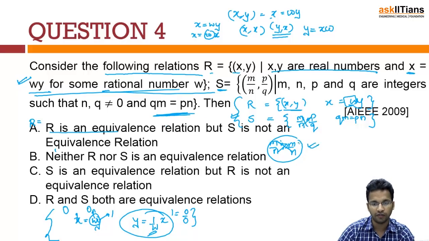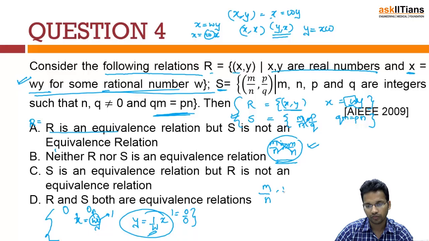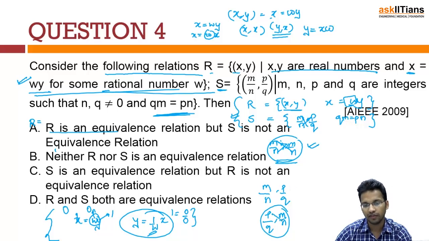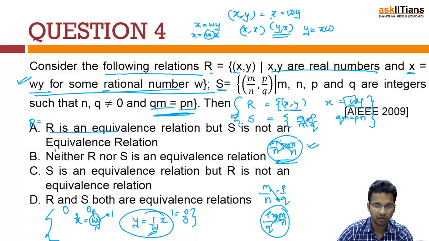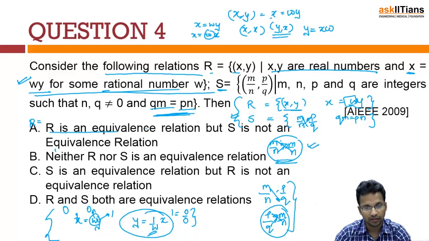So this will always be reflexive, irrespective of what this thing is. Now going for symmetric, if (m, n) is there, then (p, q) should be there, right? Now for this one, clearly you can see that pn will come out to be mq, which in the earlier case was mq equal to pn. So this is also true, which means this is at the same time symmetric also.